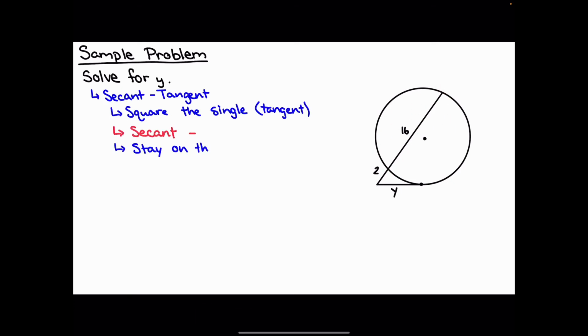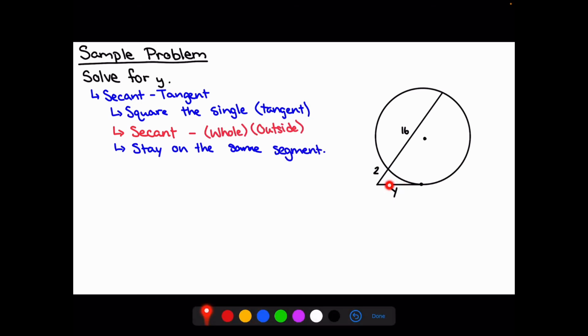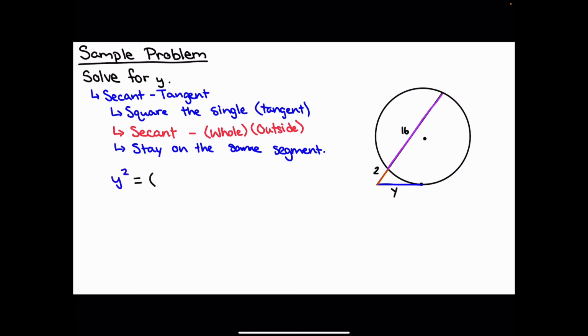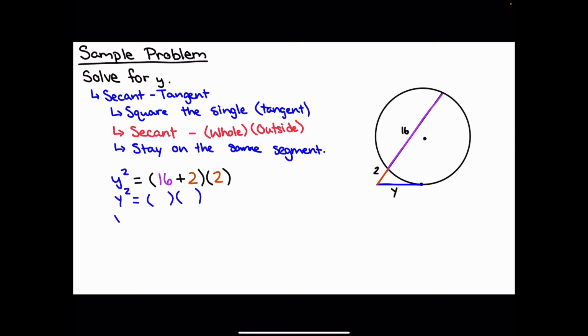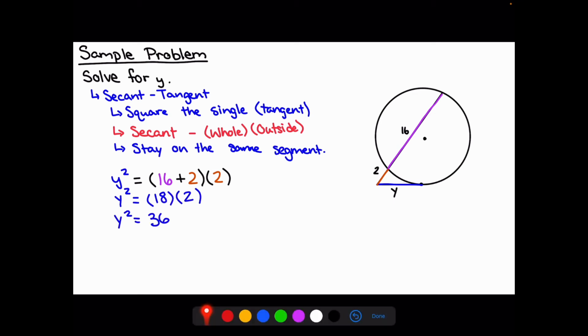So again, square the tangent. And then for your secant, do the whole thing times the outside. That would give us the equation y squared equals 2 times 2 plus 16. Of course, 2 plus 16 is just 18, so y squared is equal to 18 times 2, which is equal to 36. So y squared equals 36.